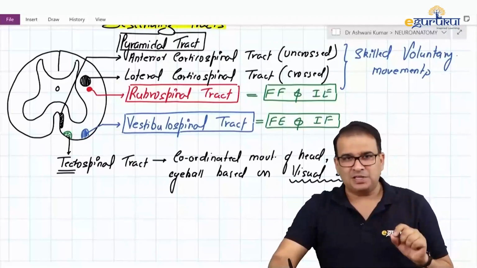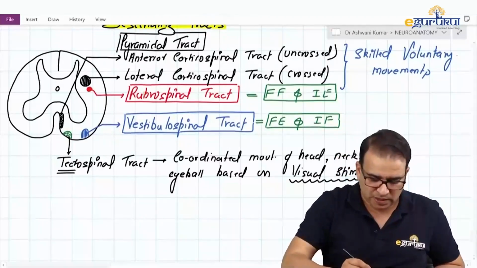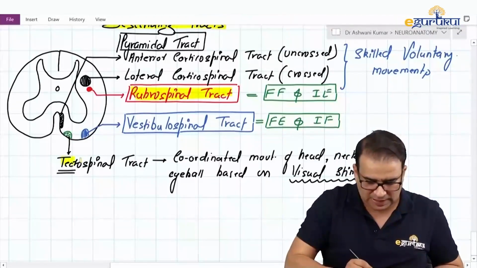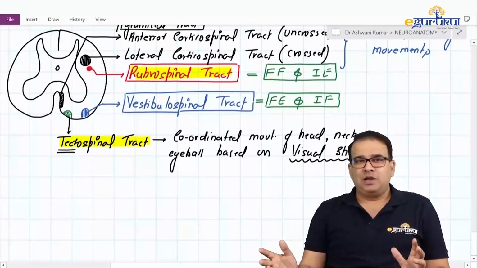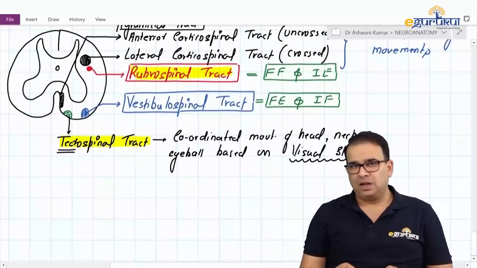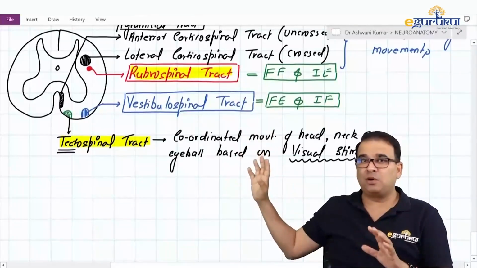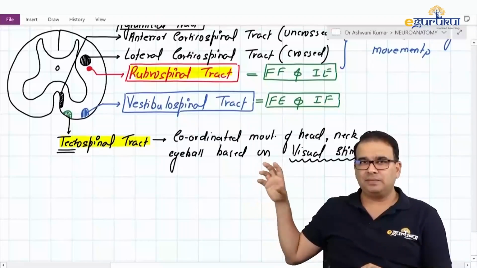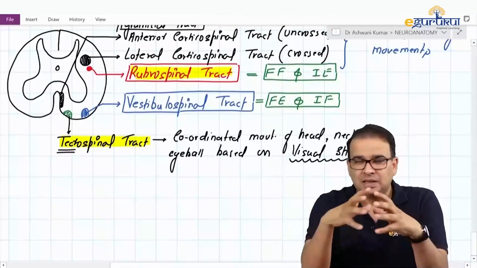Now there is some comparison that I want to do before we go to the pyramidal tract, and that comparison is between the rubrospinal and tectospinal. Now you will say, what comparison is that? That is coming from the red nucleus, it is coming from the midbrain. So how can we compare them? Their functions are also not comparable. No, it's not about the function. It's about their morphology. It is about their topography, where they are present.